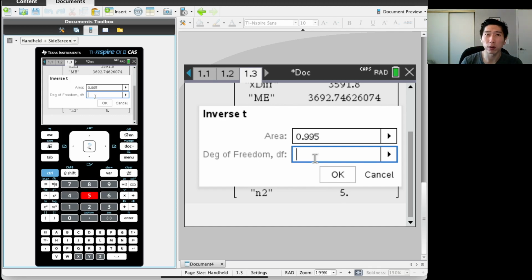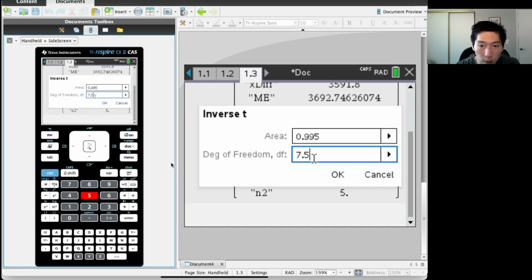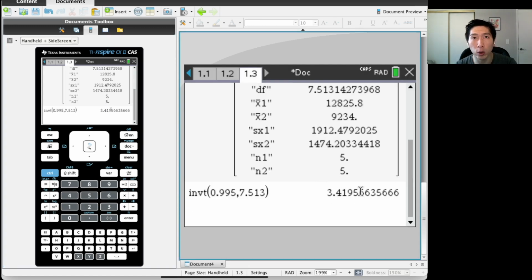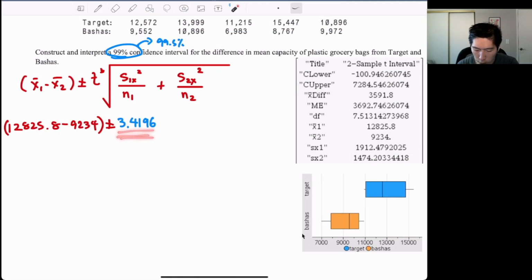Now if you use the conservative degree of freedom, you should be using n minus 1. Here's the problem. There's actually a more complex calculation for the degree of freedom. The degree of freedom pumped out by the calculator was this, 7.513. So we're going to be consistent and use that value as well. 7.513, and we're going to hit OK. This time we get a critical value of 3.4195. Let's copy that down.